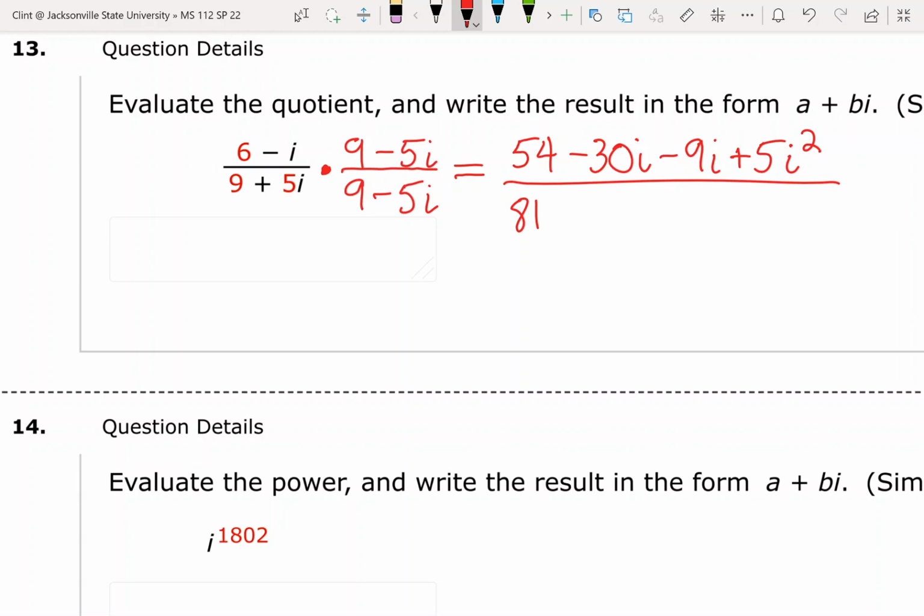So I have 81 minus 45i plus 45i, and then 5i times negative 5i is negative 25i squared. So here we've got two i squareds. We've got to change them to negative ones. And in the middle, on the bottom, those cancel out. Okay.